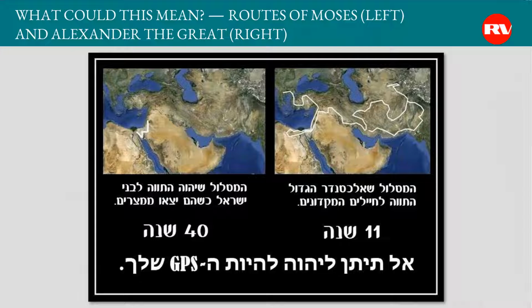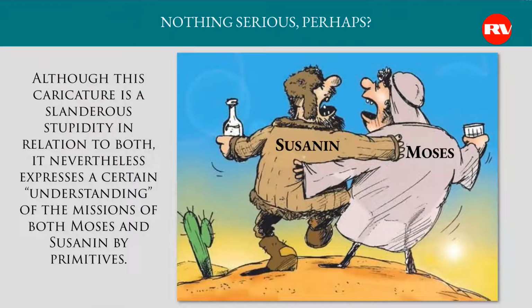Significantly, the inscription below is in Hebrew, and this is reassuring. There is such a point of view, that Moses and Susanne are two peas in a pod. And the result is such. Well, in general, there is such an understanding. It is in its essence idiotic, and in relation to both it is slanderous. But it implies that there is nothing serious in both cases.